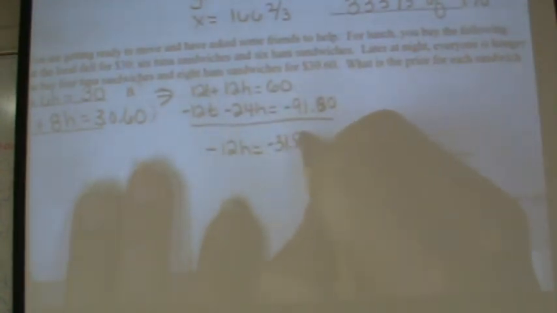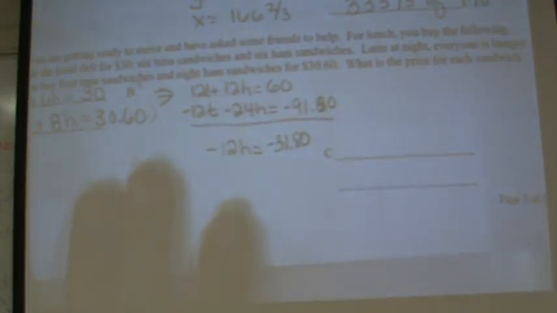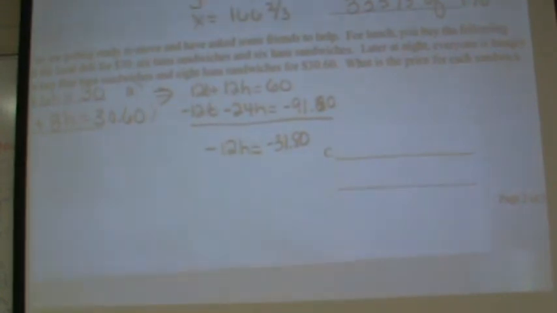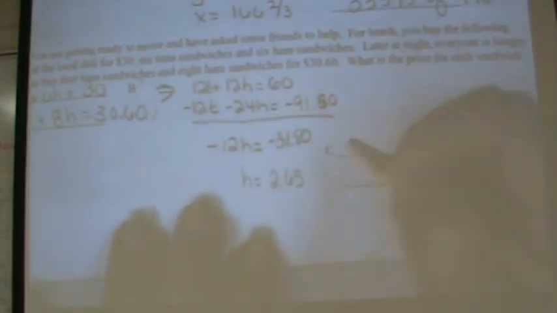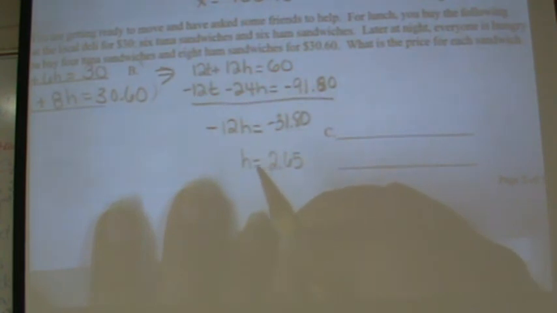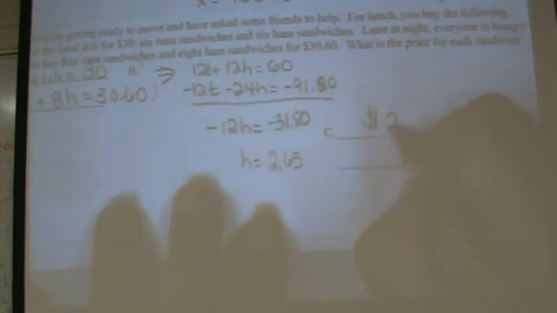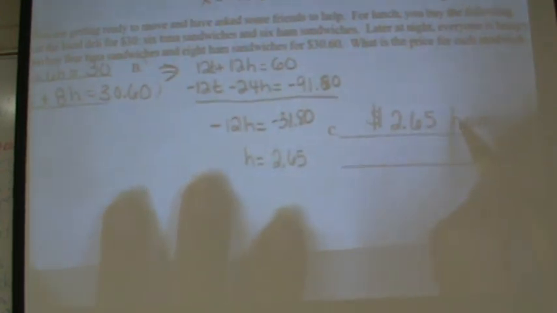And what's this? 31.80? 2.65? Yeah, $2.65. Oh, we're finding out how much they cost, for each one. Okay. I'm thinking a number of sandwiches. Okay, so the ham sandwich is $2.65 for the ham. And how do you find out how much the other one's gonna cost?